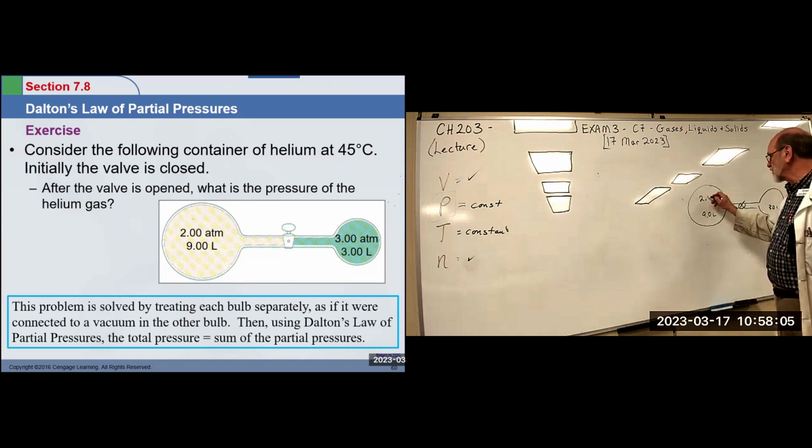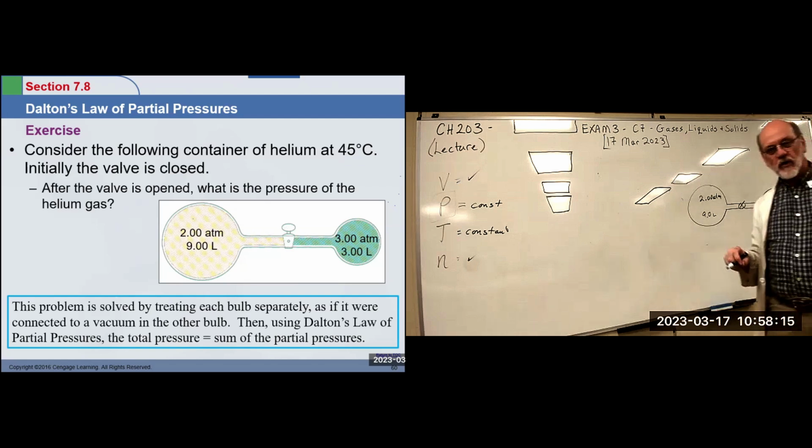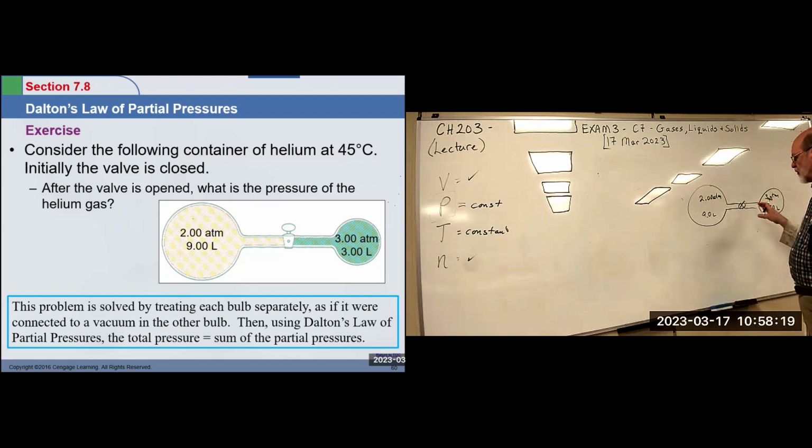This one is at a pressure of 2 atmospheres, and this one's at a pressure of 3 atmospheres. All right, so what would be the final pressure if we open that valve? We can look at it first semi-quantitatively. Can the pressure be higher than 3 or lower than 2? No, it's got to be in between somewhere.